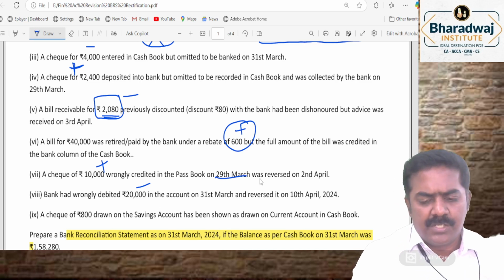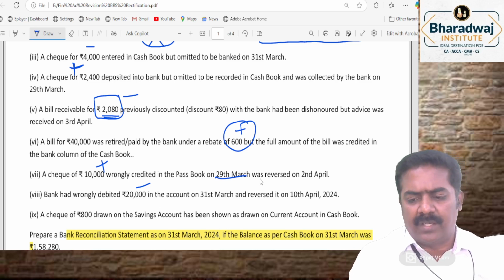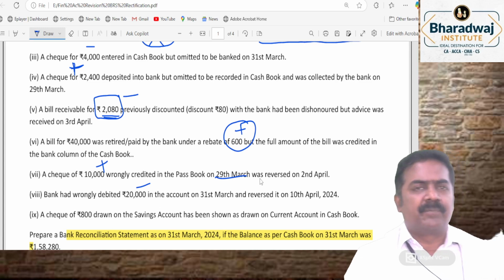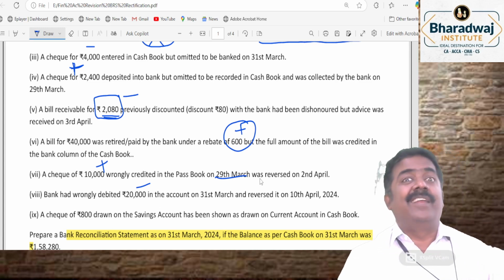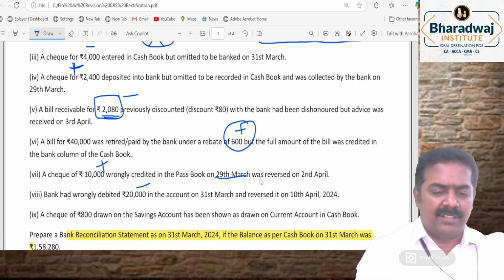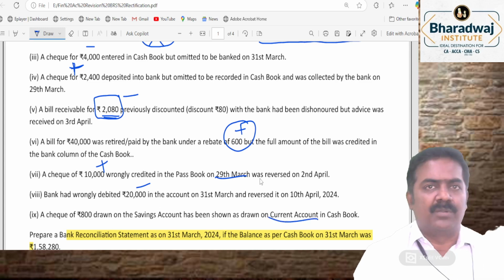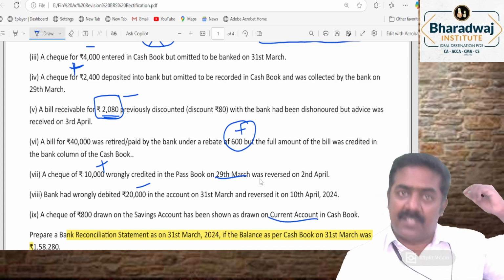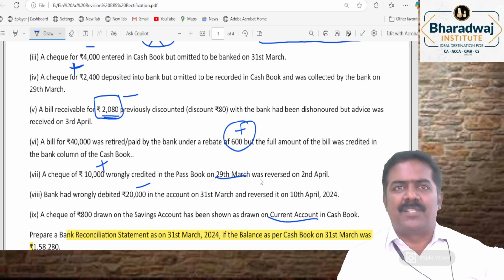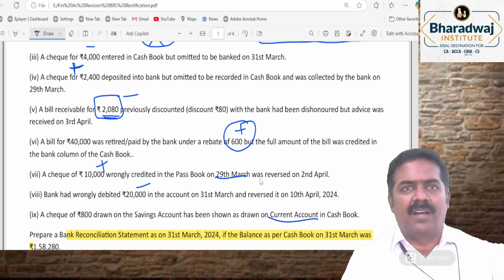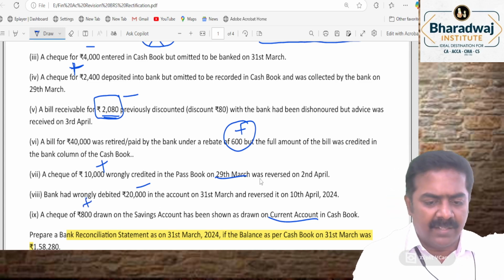Then, check drawn on savings bank account has been shown as current account in the cash book. Your personal check, you have wrongly recorded in the cash book. Check drawn, so we reduced. We have wrongly reduced in current account. Check is from your savings account. Bank would have reduced from your savings account only. But in cash book, we reduced current account wrongly. What to do? Add back 800.